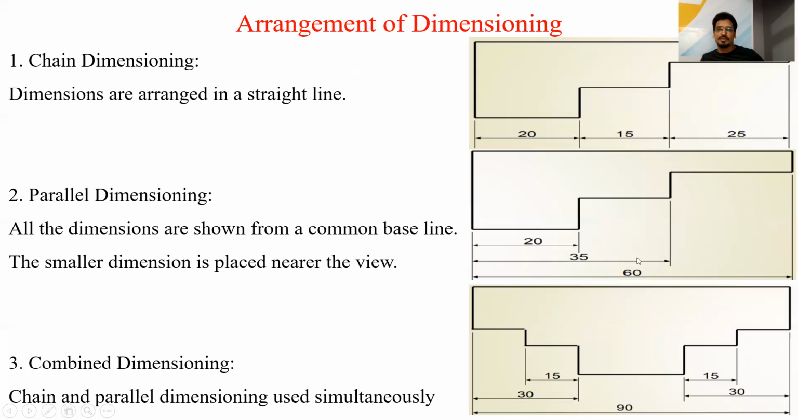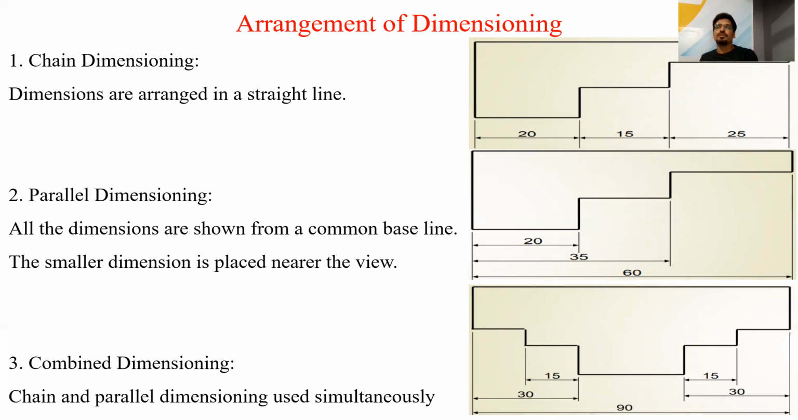So this is parallel dimensioning. The dimensions are parallel to each other. Next is combined dimensioning. Combined dimensioning is the dimensioning in which we can use chain dimensioning as well as parallel dimensioning together. So we can see that this and this are the parallel dimensioning, and this 30-30 is the chain dimensioning. So we can use chain dimensioning and parallel dimensioning together in combined dimensioning. So this is the arrangement of dimensioning.